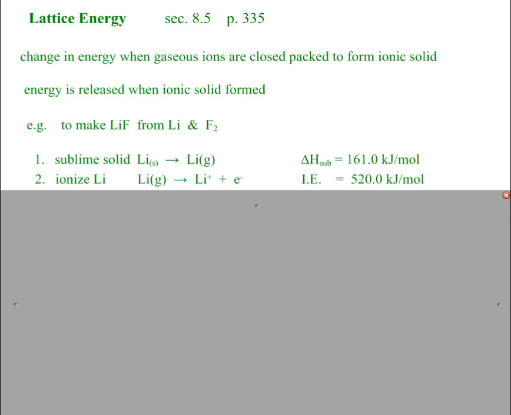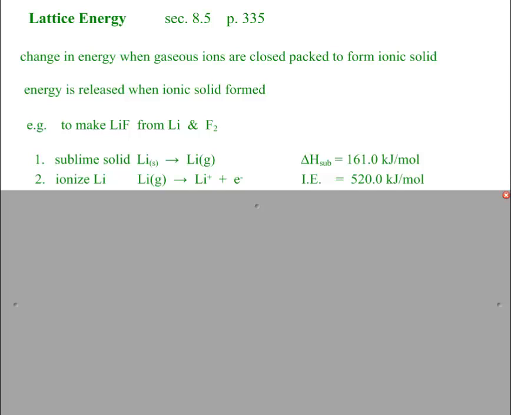Okay, once I have all these gaseous lithium atoms, I need to ionize them. So I'm ripping electrons off, 1 electron per atom. Ionization energies have been determined. Ionization energy is 520 kilojoules for 1 mole. Again, it's an endothermic process. I need to put energy into the system to rip those electrons off. Now my lithium, half of the molecule, is all set to go. It's positive lithium ions in the gaseous form.